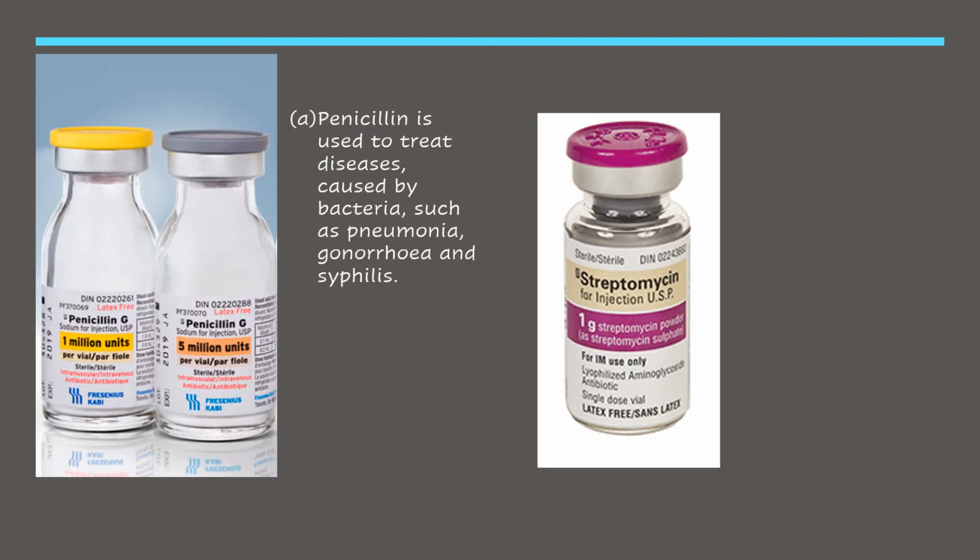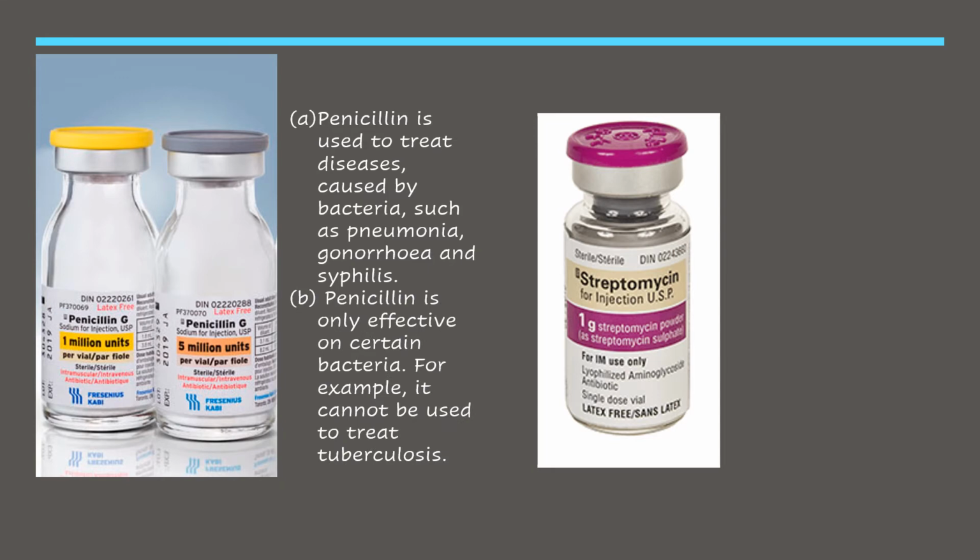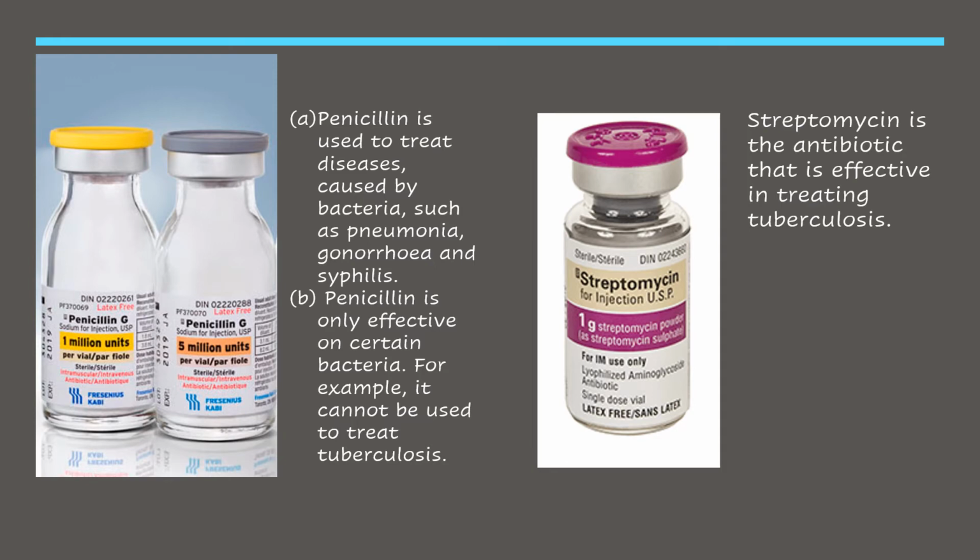Here are the examples of antibiotics. Penicillin is an antibiotic that is used to treat diseases caused by bacteria such as pneumonia, gonorrhea, and syphilis. Penicillin is only effective on certain bacteria. For example, it cannot be used to treat tuberculosis. Streptomycin is another type of antibiotic that is effective in treating tuberculosis.